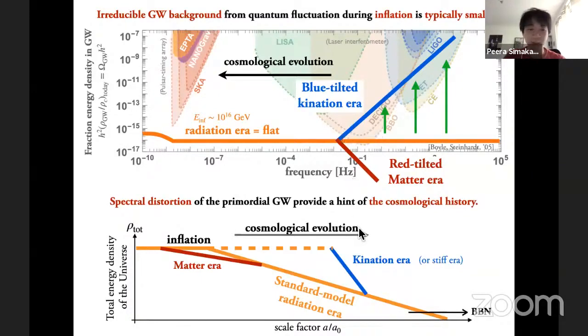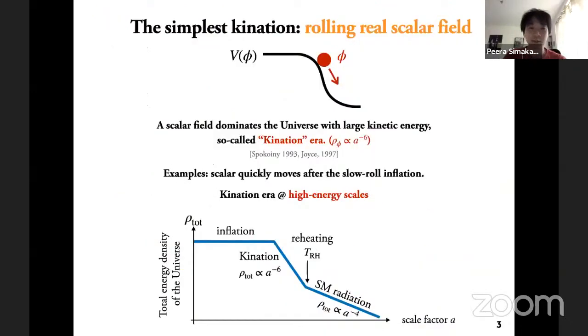What is kination? The simplest scenario for kination is when we have a scalar field that rolls very fast. This can happen, for example, after slow-roll inflation, when the scalar field rolls to the point where the potential is very steep. If this scalar field dominates the universe with some large kinetic energy, we call this the kination era. In this simple scenario, the modified cosmological history will look like this.